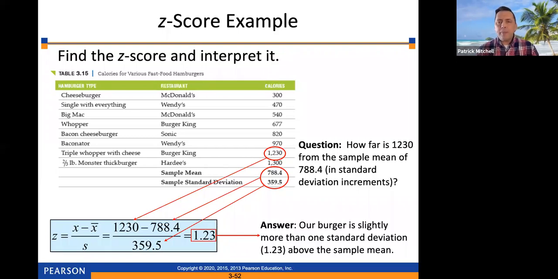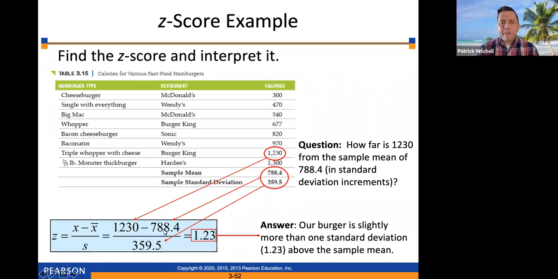So notice that the Triple Whopper with cheese has 1,230 calories. The mean for this sample is 788.4 calories. The sample standard deviation is 359.5 calories. So the question is, how far is 1,230 from the sample mean of 788.4 expressed in number of standard deviations? So that means z-score. So we're going to use this formula.